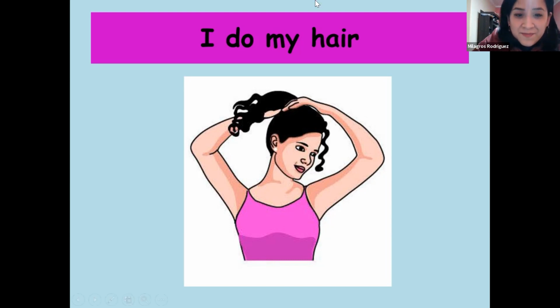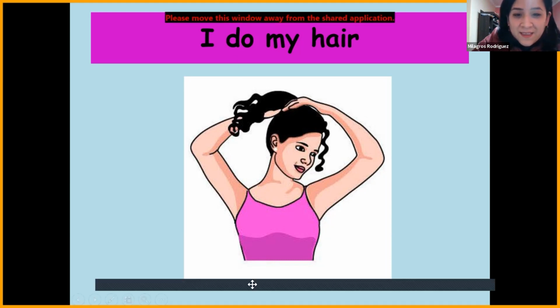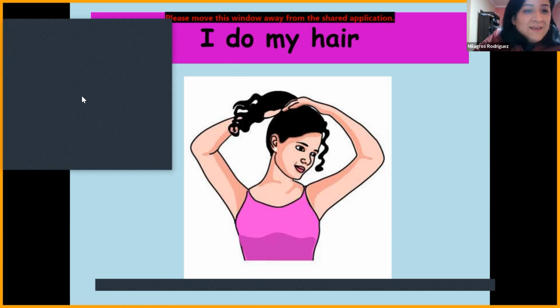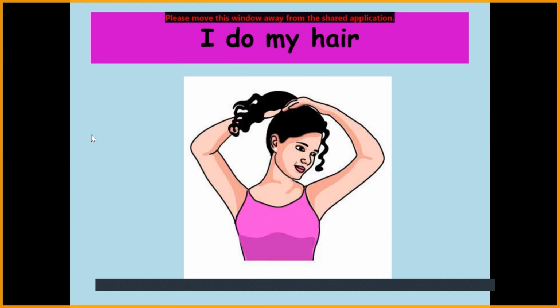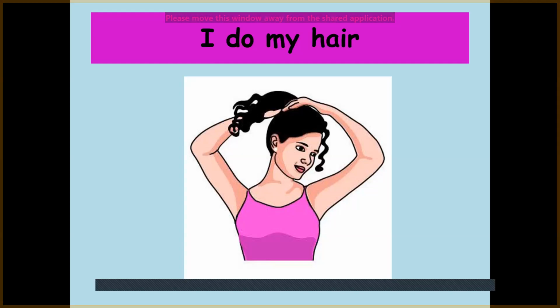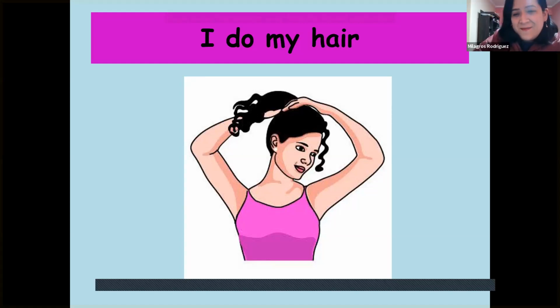¿Quién está? What time do you do your hair? Millie. Hi, teacher. I do my hair when I get up. Cuando me levanto. Okay, after, right, I get up. Yes, good.